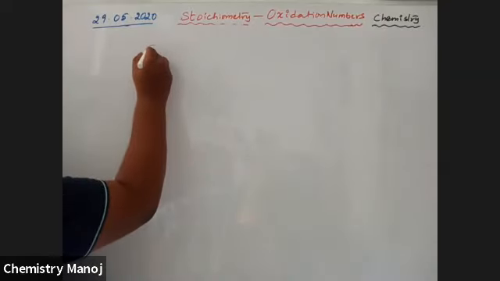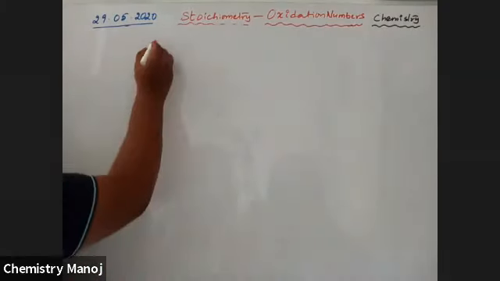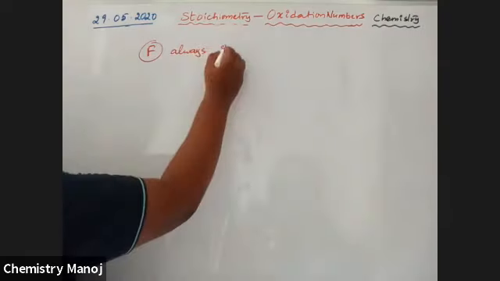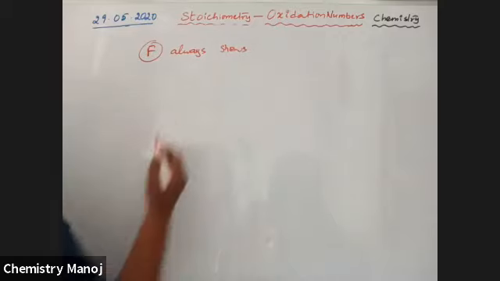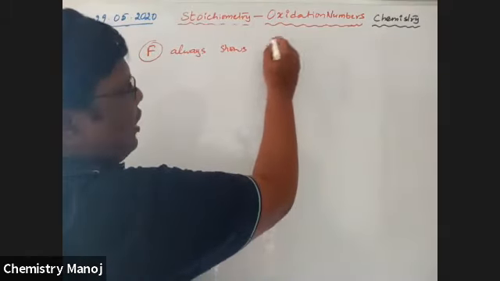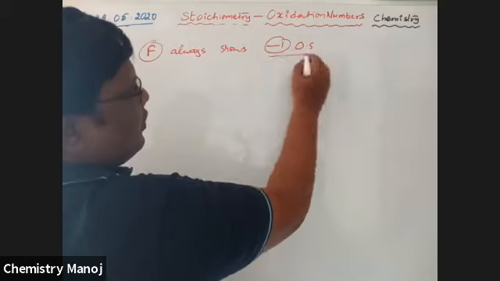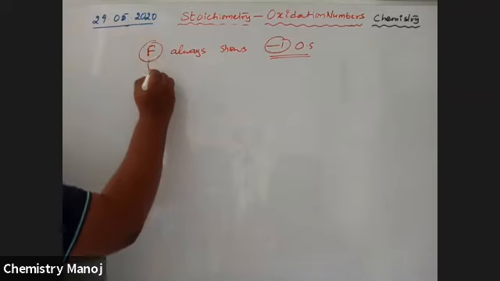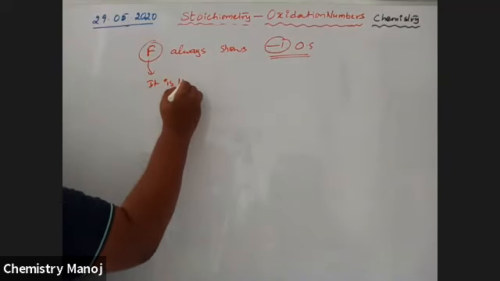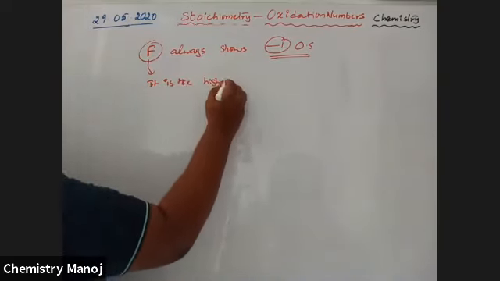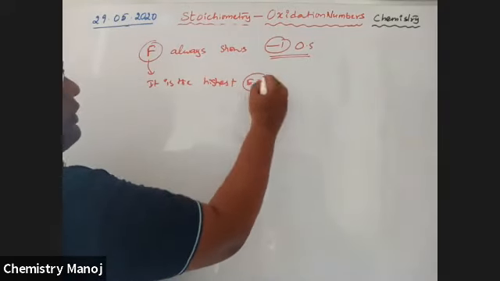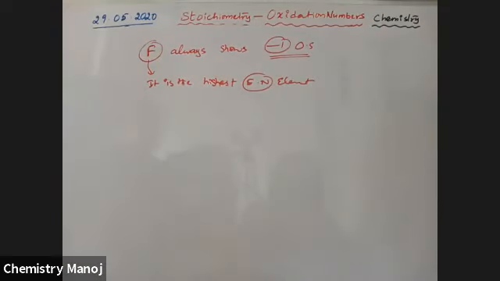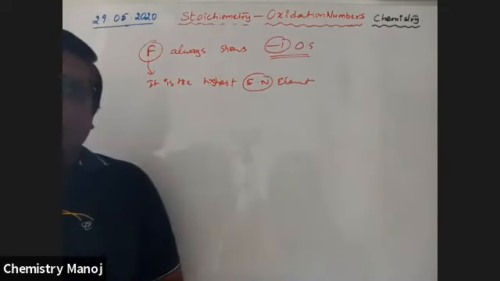Fluorine. Fluorine always shows -1 oxidation state. Always fluorine shows -1 oxidation state because it is the highest electronegative element. It is the highest electronegative element, so that is why fluorine always shows -1.